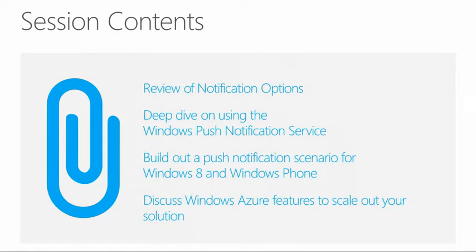So with that, we're going to review what notification options we have. We're going to do a deep dive on how to use the Windows push notification service. So the acronym for that is WNS. You'll hear me saying WNS a lot, and we'll talk about what that is. But basically, it's the medium by which we get a notification to your Windows 8 devices. We'll build out a push notification scenario for Windows 8 and Windows Phone. We'll do it all local on the machine. If we have time at the end, we'll just do a deploy into Azure. It's all pretty straightforward, the deploy process, that is.